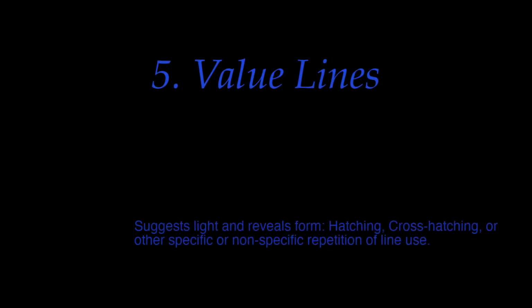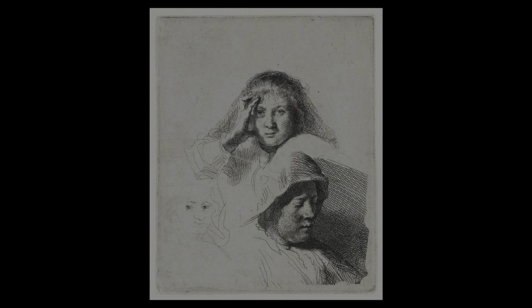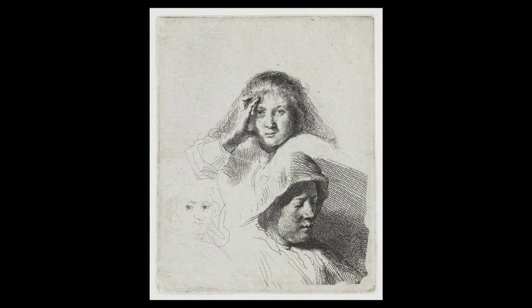Value for artists and designers refers to light and shadow, and lines have been used for centuries to convey this. Rembrandt was well known both as a painter and a printmaker. As a printmaker, he used a process known as etching. In etching, the artist carves a line into a metal plate which is then filled with ink and pressed onto paper, transferring the ink in the groove to the paper.